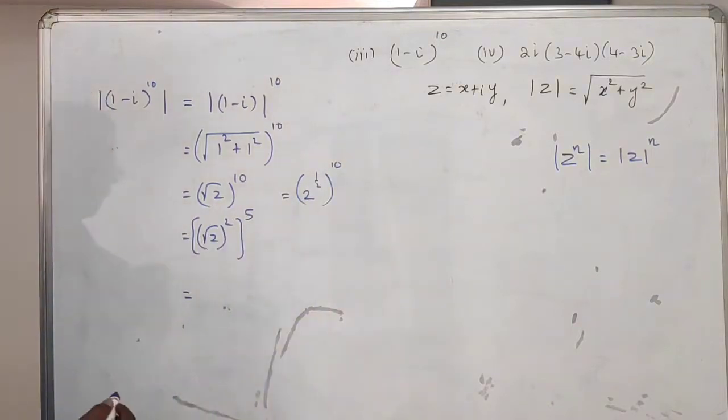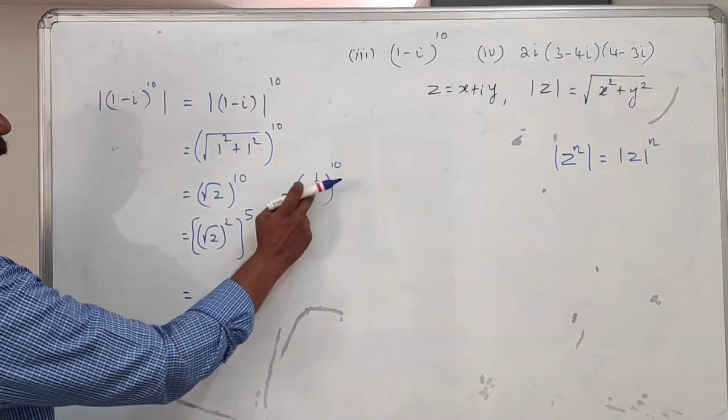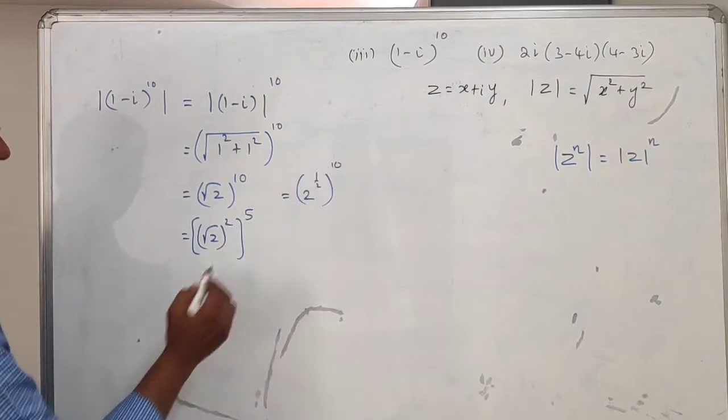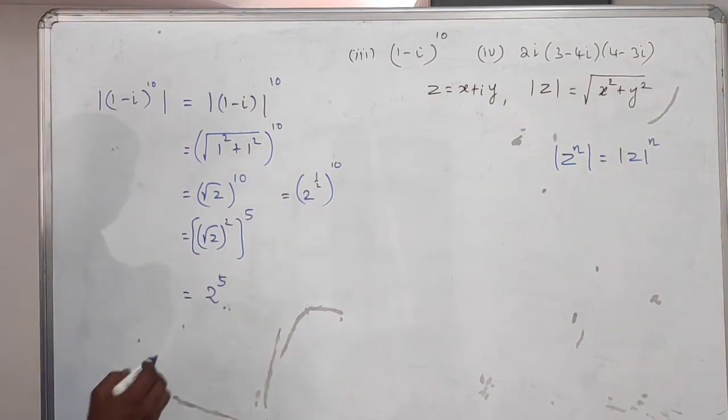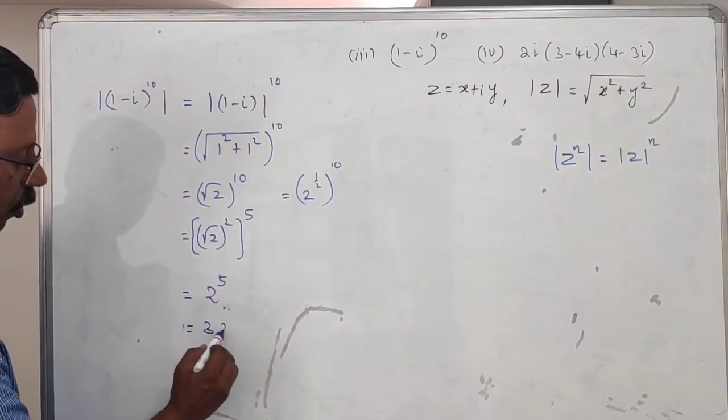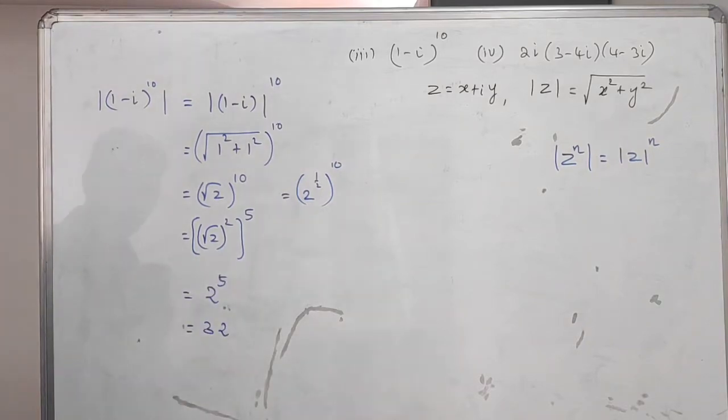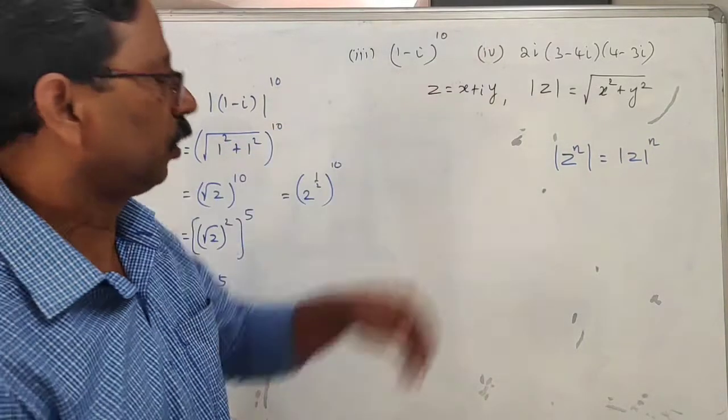Again, you will get the same result. Either this or this you can write. Root 2 can be written as 2 power 1 by 2 whole power 10, which means if we cancel we are getting 5. Therefore, you are getting 2 power 5. Any one of these two you can write. Now this is equal to how much? 32. Yes. Now likewise let us do this fourth subdivision.